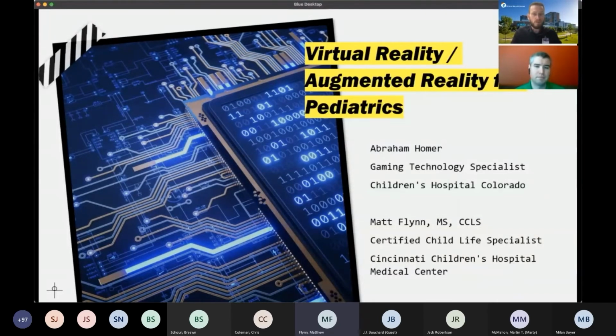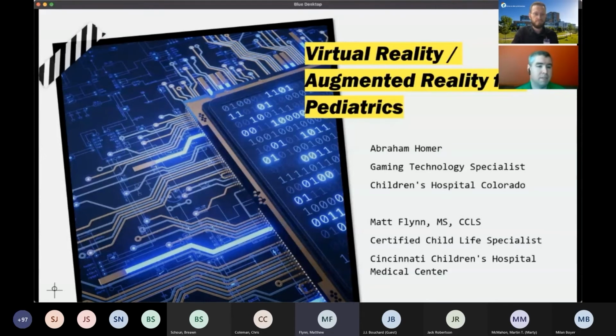My name is Abraham Homer. I'm the Gaming Technology Specialist at Children's Hospital Colorado. And today we're going to be talking about virtual and augmented reality for pediatrics. And I'm Matt Flynn. I'm a certified child life specialist at Cincinnati Children's Hospital Medical Center, where I oversee our division's use of patient-facing technology.